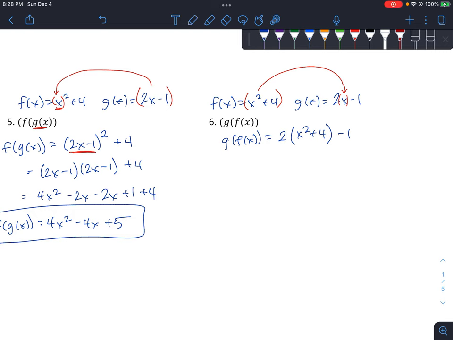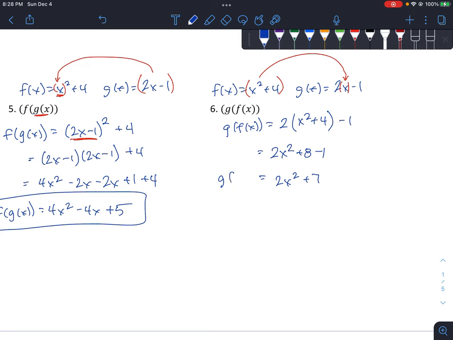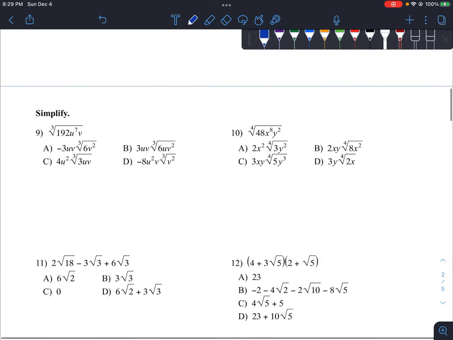And then I just have to distribute that 2 inside. So that's 2x squared plus 8 minus 1. That's equal to 2x squared plus 7 right there. And that's my g of f of x right there. Okay, so that should be the first page right there.